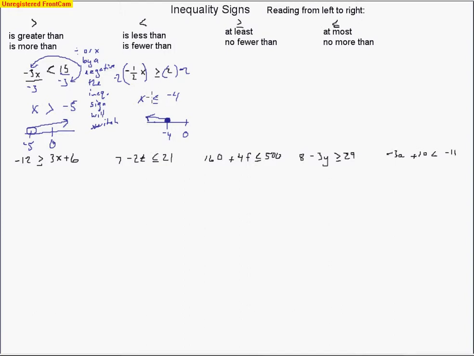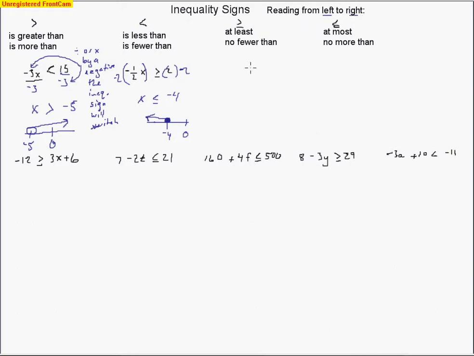Now you can always read these inequalities from right to left if you wanted to, and if I did that, it would be negative 4 is greater than or equal to x. So this signification I've said here for these symbols is only when you read left to right. But if you read right to left, they'd be exactly the opposite.